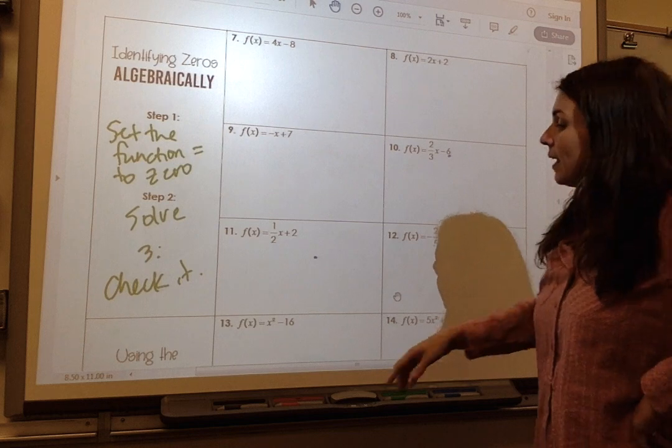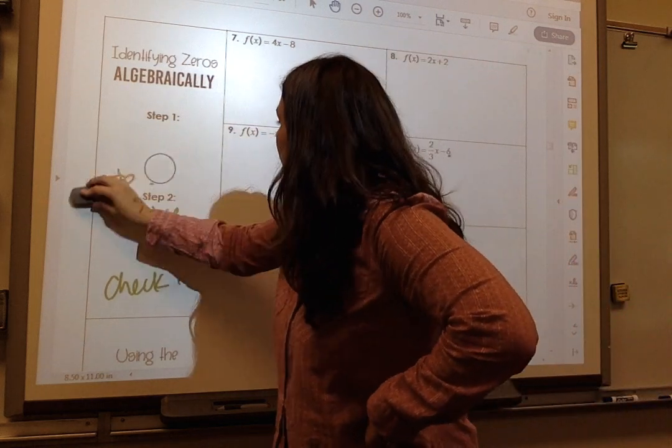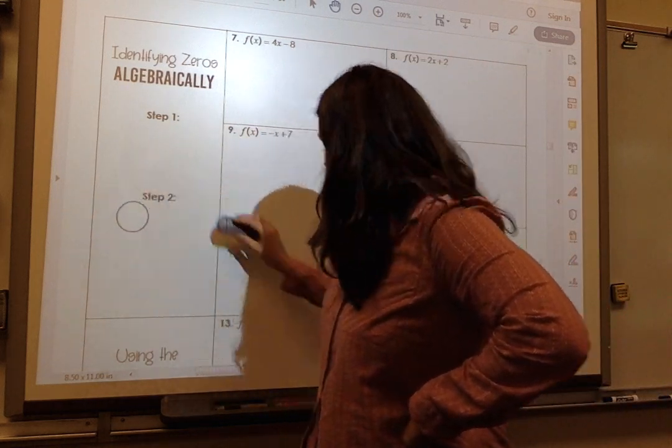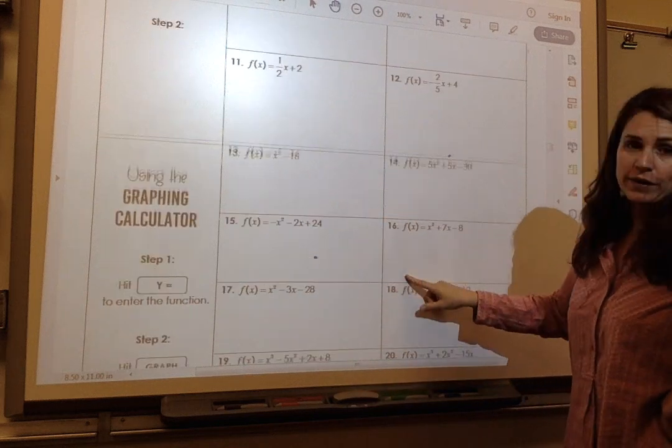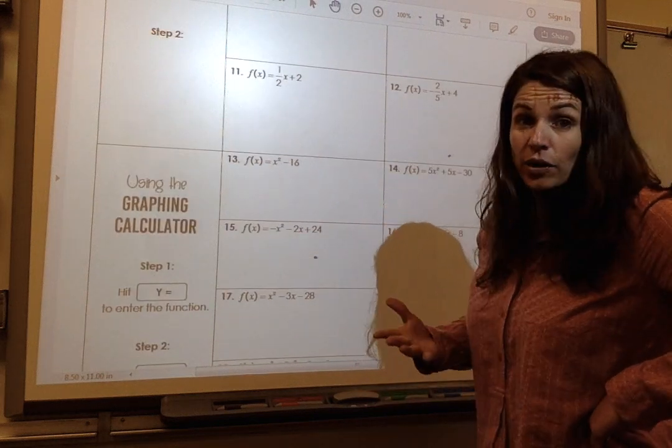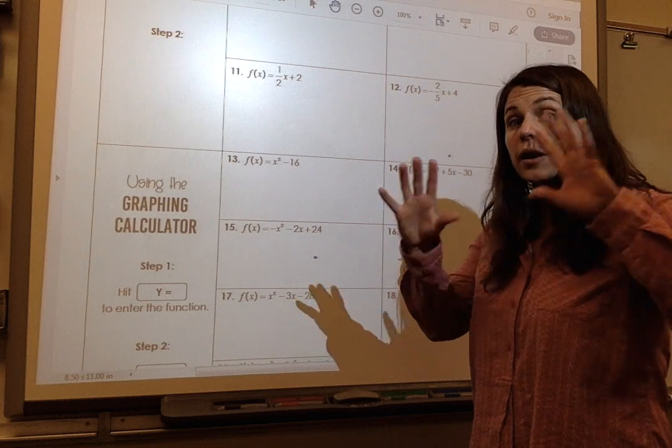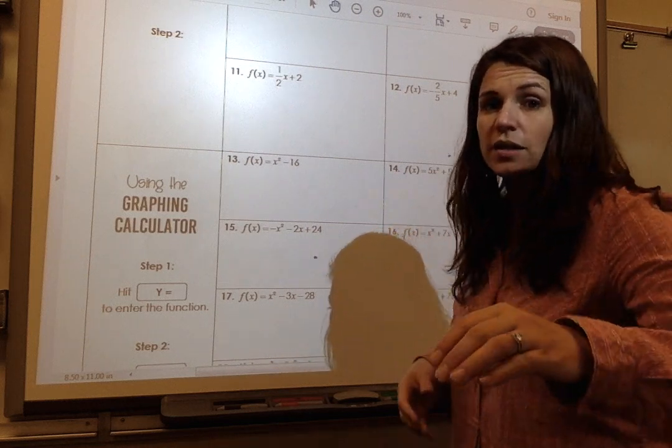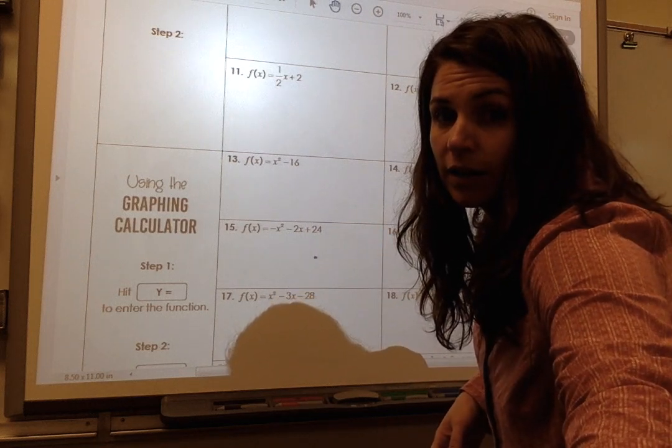And then in class, we will go over using the graphing calculator. So that's the zeros. So a lot of vocabulary here in this short unit on functions. Lots of vocabulary. Good luck. Come and see me if you don't get it.